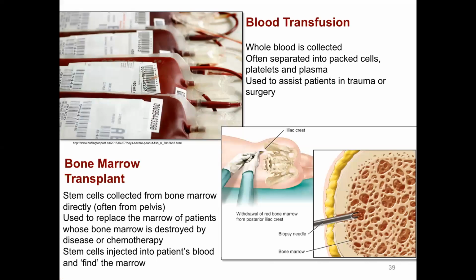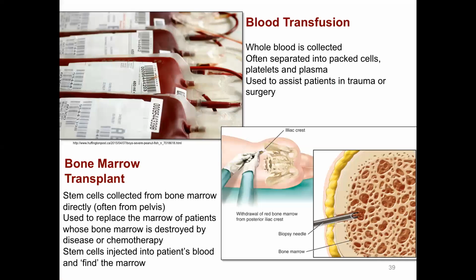That's different than a bone marrow transplant, which is very, very cool. So let me explain that. What's happening here is that the donor is donating stem cells. These are used to replace the marrow of the recipient whose marrow has been compromised by disease or perhaps chemotherapy. The stem cells are injected into the patient's blood.